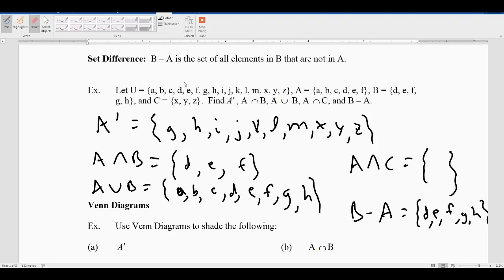I'm just going to erase it. Is E in A? Yep. Is F in A? Yep. Is G in A? Nope. Is H in A? Nope. So there we go. The answer is just the two elements, G, comma H. Not so bad.